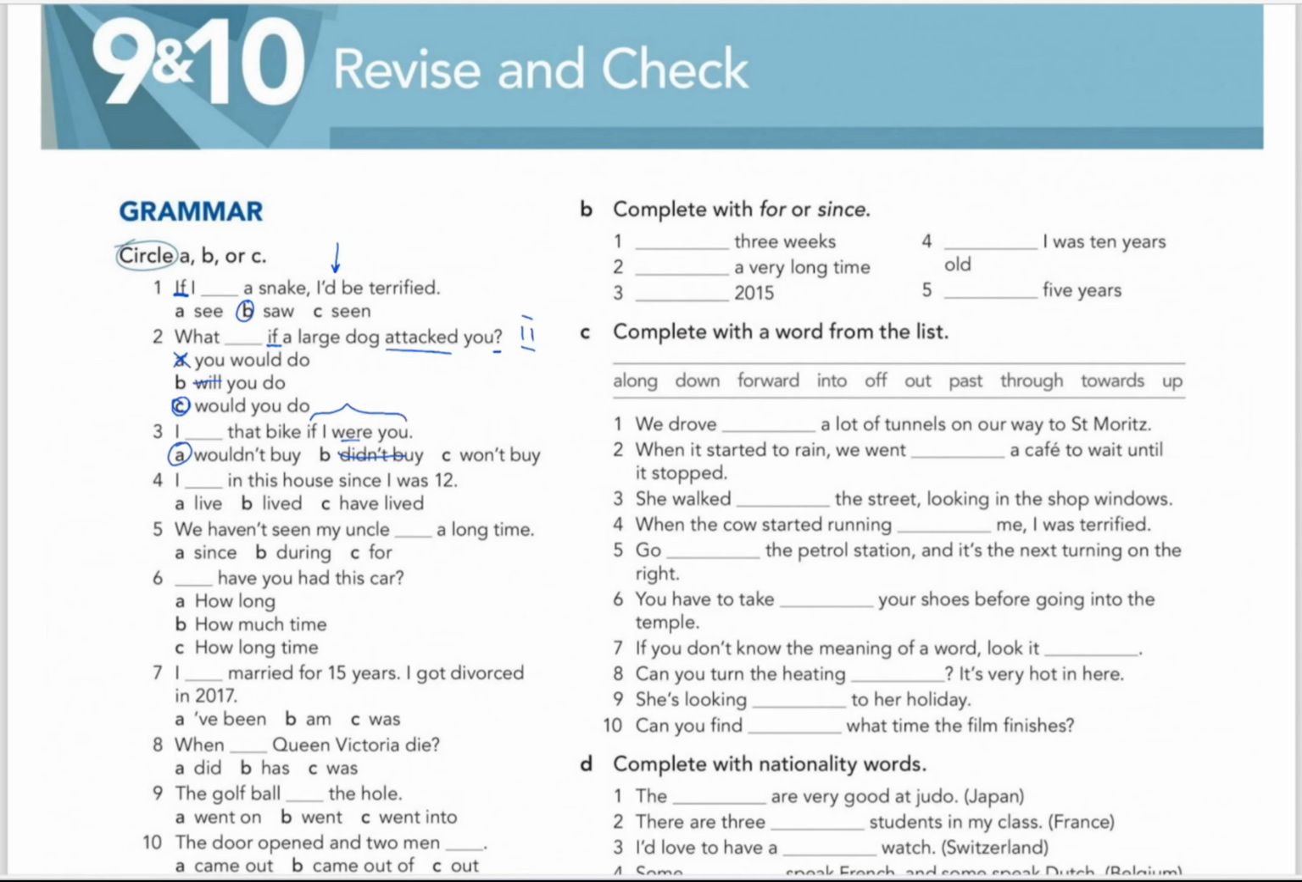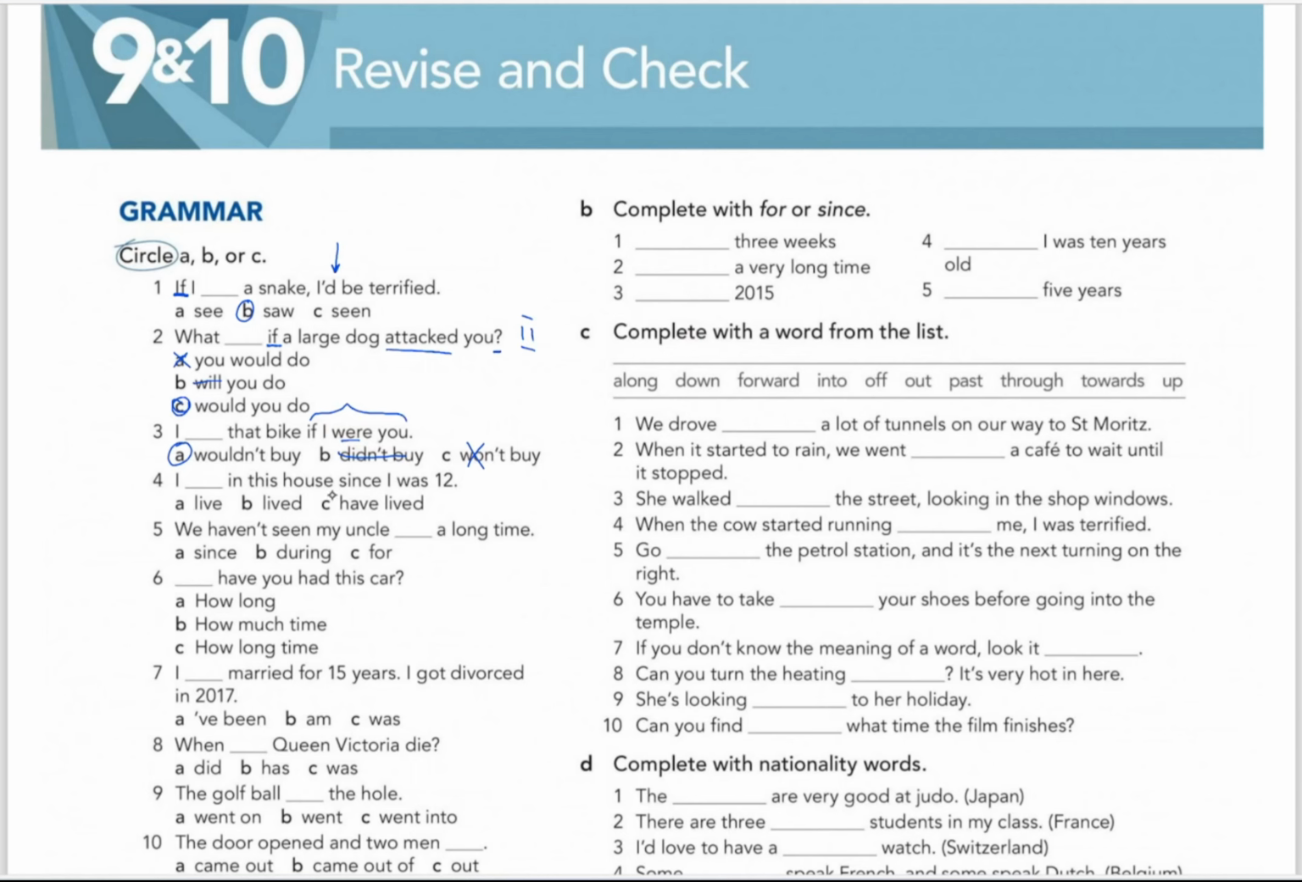Because conditionals have got two parts, as we have learned in our class, right? You got two parts, the if part and then the main part, or we say result part. And in the result part, obviously, we don't use past simple, but we use would plus infinitive or wouldn't plus infinitive. So that's why B is no good. And we don't use will or will not in second conditional.